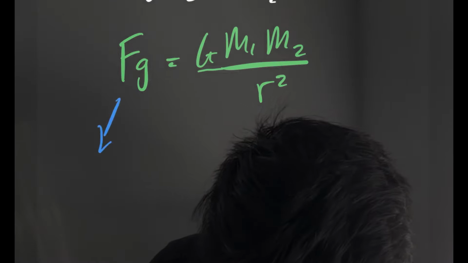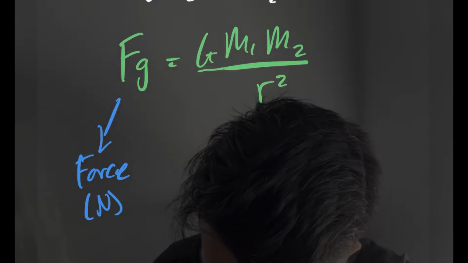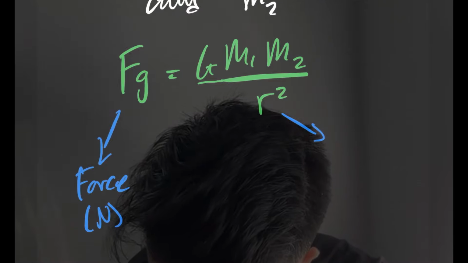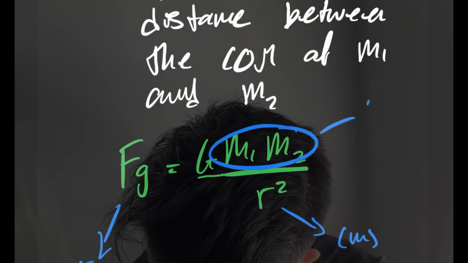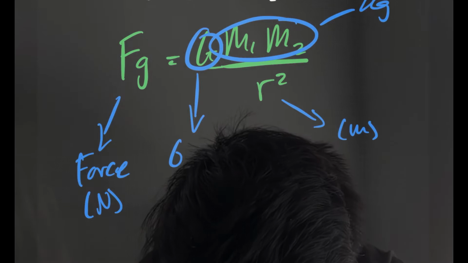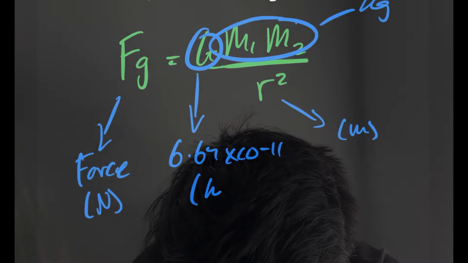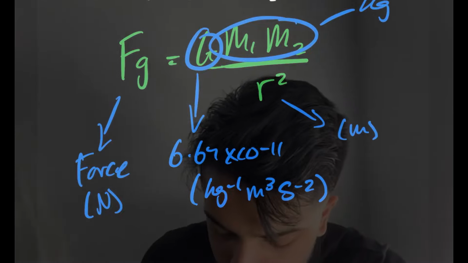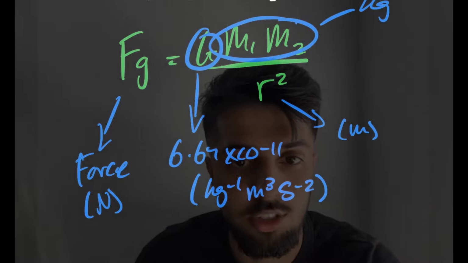So this right here, Fg, is a force, obviously, and that's therefore in newtons. This r squared is the distance between the two center of masses, and that's in meters, obviously. And these masses right here are both in kg, and this gravitational constant has a value of 6.67 times 10 to the negative 11, and has a unit of kg to the minus 1 m cubed s to the minus 2. And if you want, you can do some dimensional analysis to figure out that that is actually true.